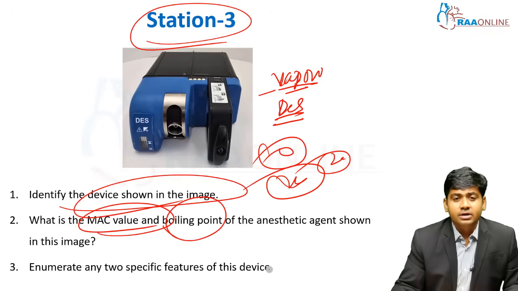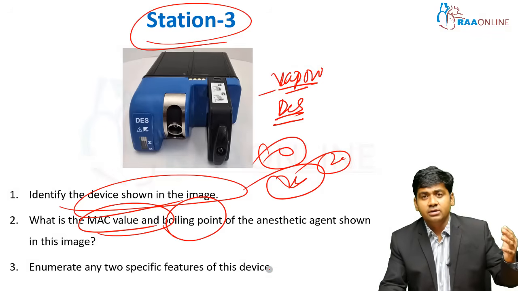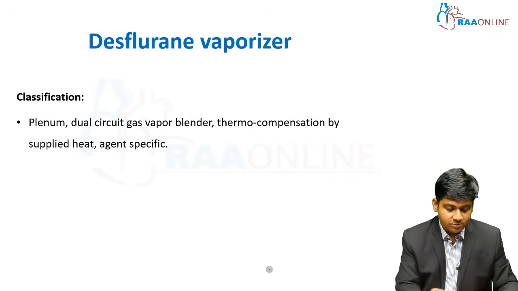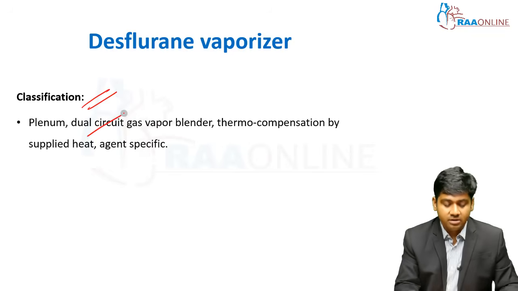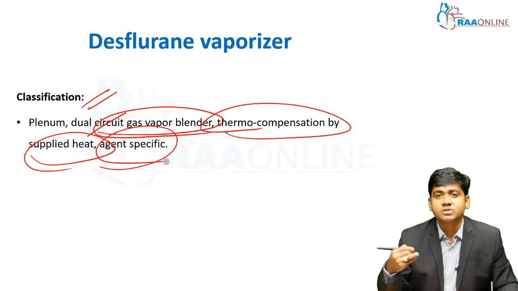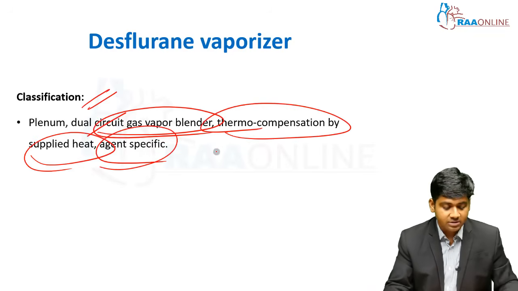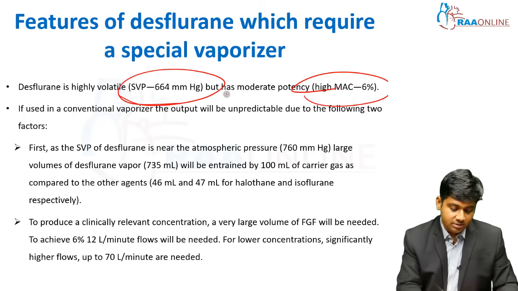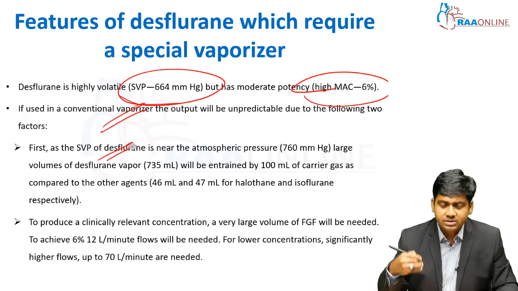So, this is a blender. It will use another source of electrical current. So, these are the specific features. The Desflurane vaporizer is classified as plain, dual circuit and vapor-gas blender, thermal compensation by supplied heat, and agent specific. These are the specific features of the Desflurane vaporizer. Okay, MAC is 6%, saturated vapor pressure is 666, nearly equal to the atmospheric pressure.